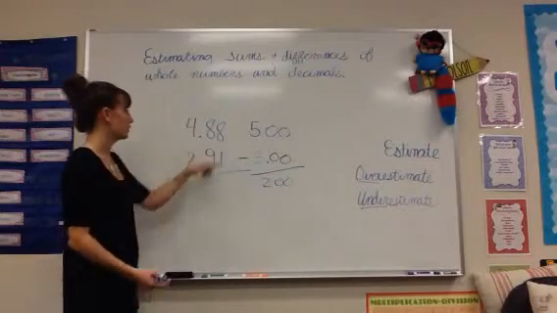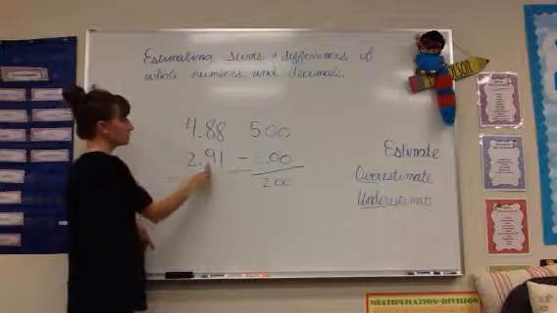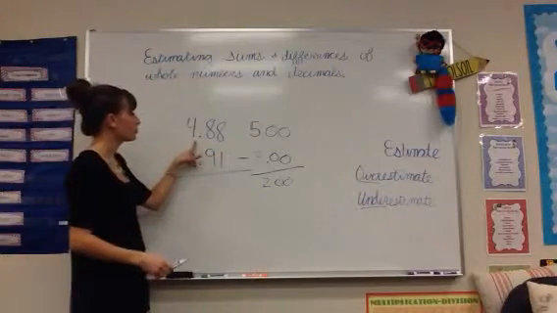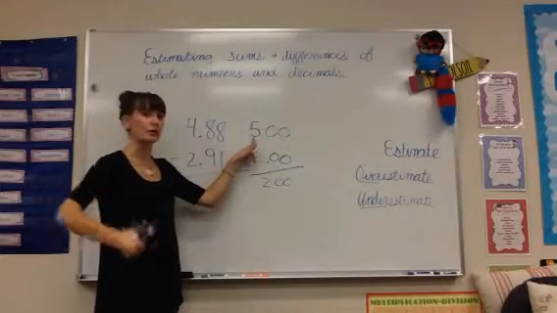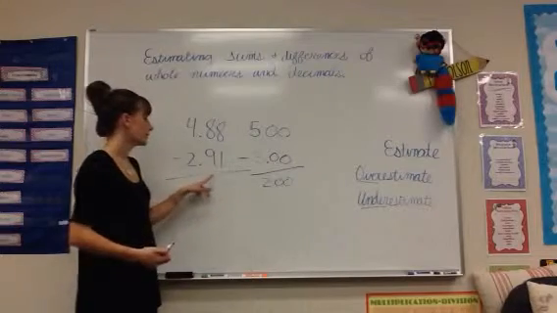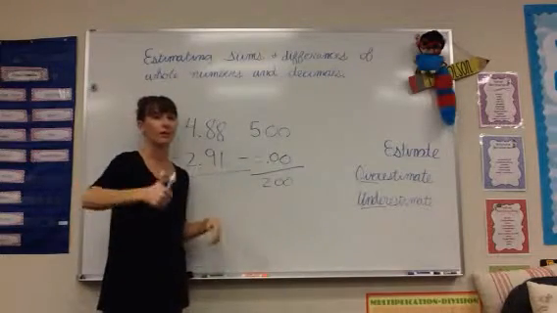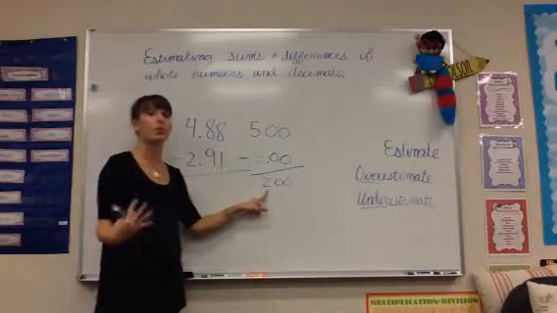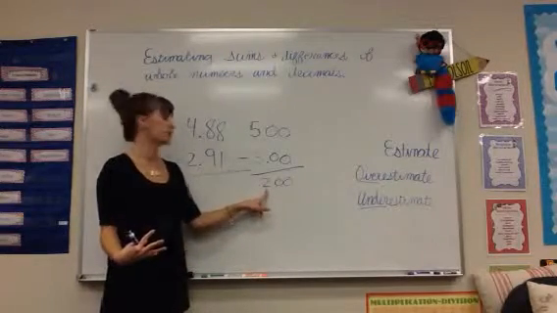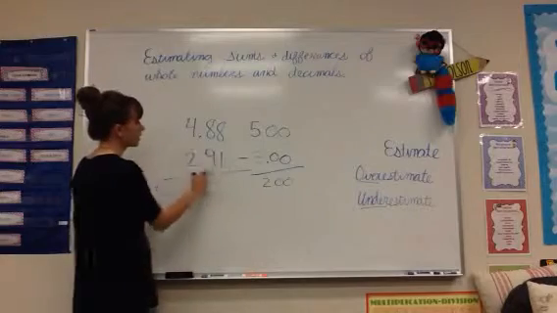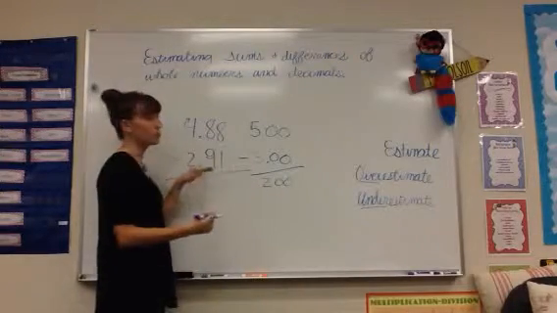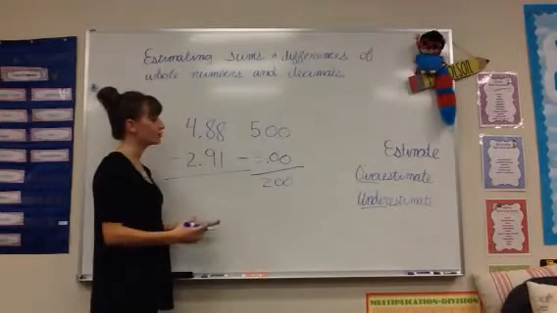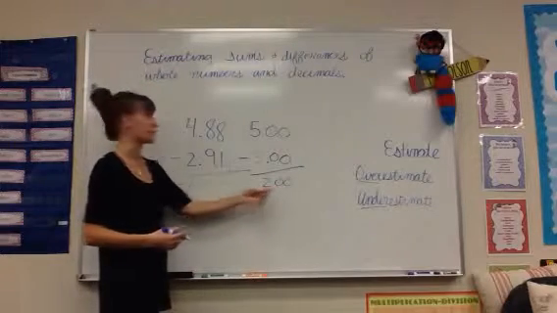So looking at this problem, in both cases we rounded up. We rounded 4.88 to 5, so we rounded up. We rounded 2.91 to 3, we rounded up. So 2 is going to be more than the actual answer. And I'll show you, because I'll subtract this. I'm going to do real subtraction, not estimating, just to prove to you that this is an overestimate.